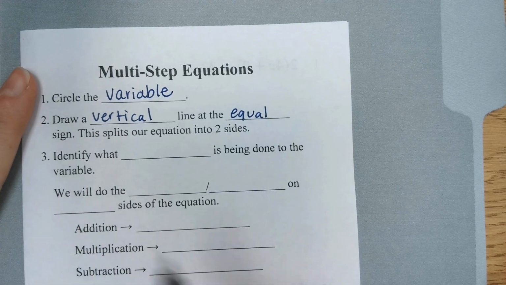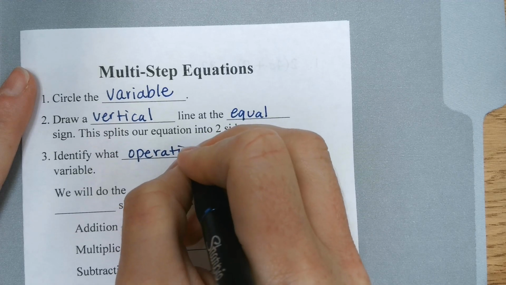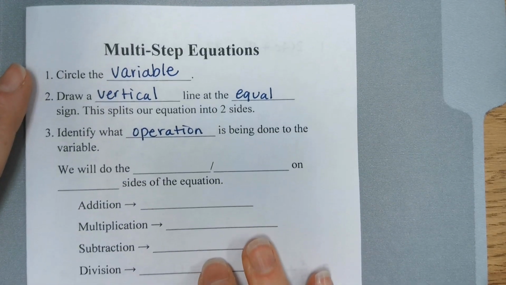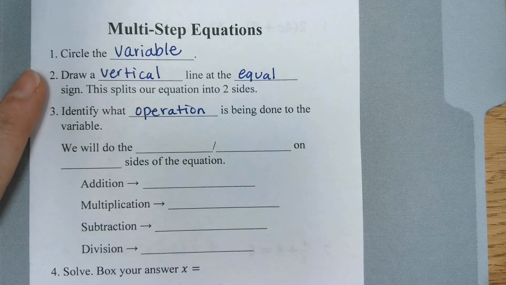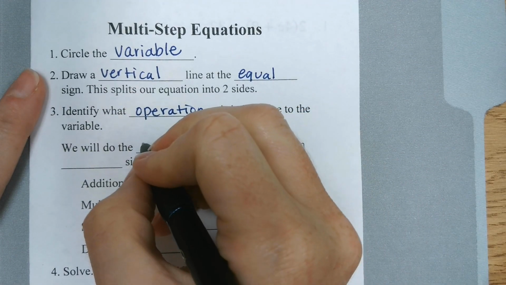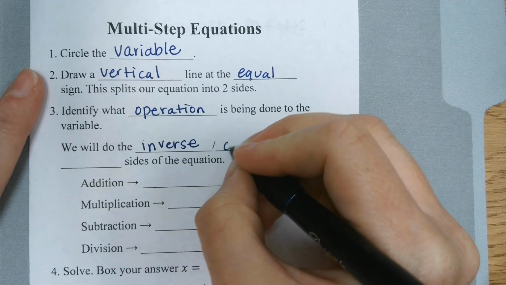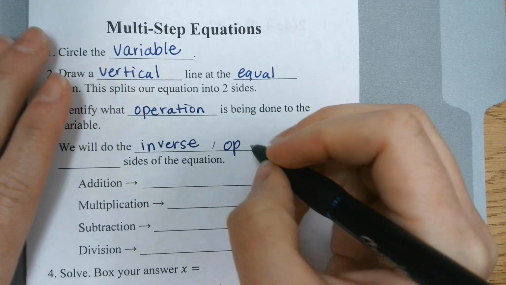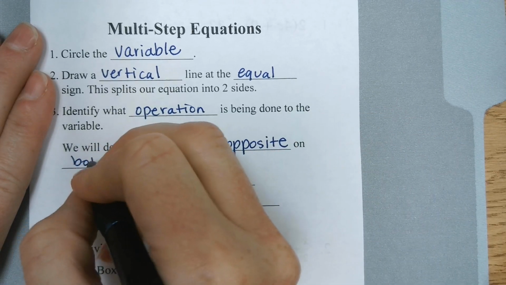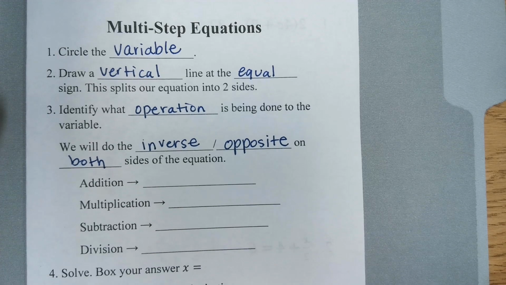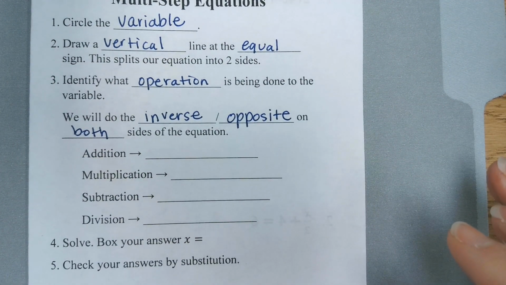Number 3, identify what operation is being done to the variable. Then we want to get x by itself, so we're going to do the inverse operations, which are also called opposite, on both sides. Whatever you do on one side, you have to do to the other. So we are doing inverse operations.